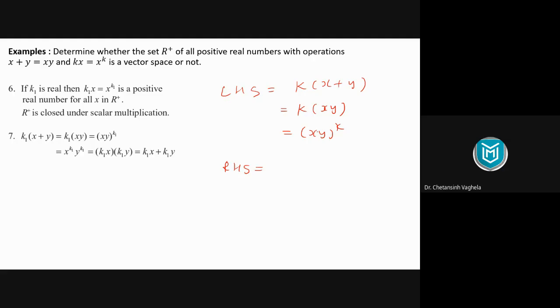Now let's take the right hand side. k times x plus k times y. Now what is k times x? As per our definition of multiplication, it is x power k. Plus, what is k times y? It is y power k. Now we need to add these two things.